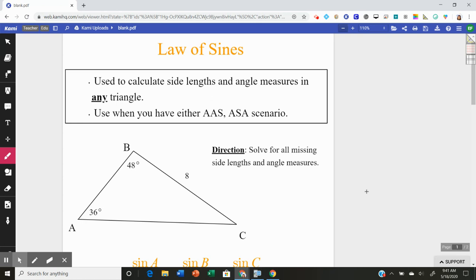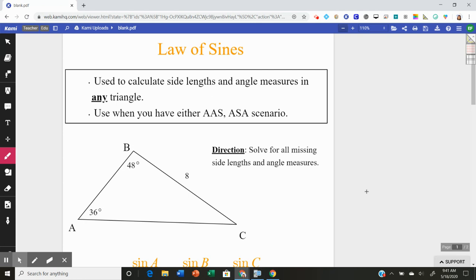So something also to remember is that all the angles in a triangle are going to sum to 180 degrees. And this law of sine will work on any triangle. So everything that we've done so far in trigonometry has been in regards to right triangles. This is the first time we get to see an obtuse triangle or an acute triangle, and you get to figure out from there what the missing side lengths and angle measures are.